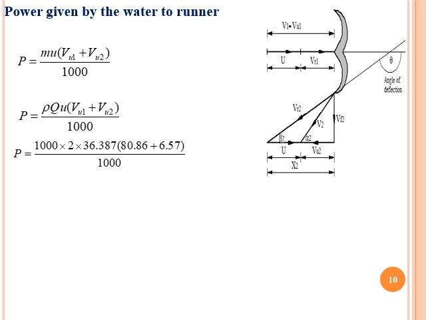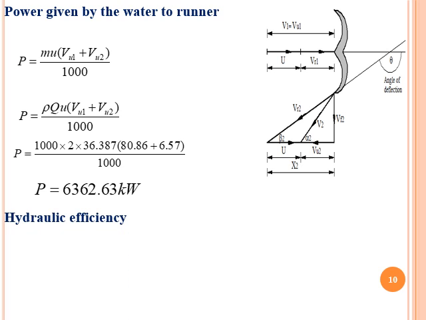So here density of the fluid, that is water, is 1000 and discharge taking place to this Pelton wheel turbine is 2 meter cube per second. Then bucket velocity is 36.387. Tangential velocity at inlet is 80.86 and tangential velocity at exit is 6.57. So now power given by the water to the runner is 6362.63 kilowatt.